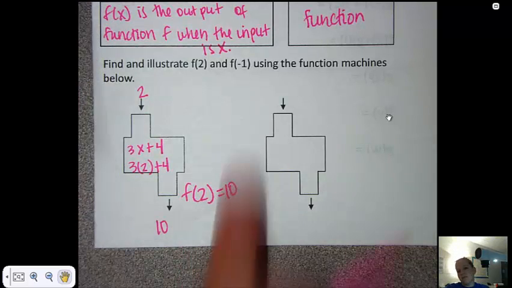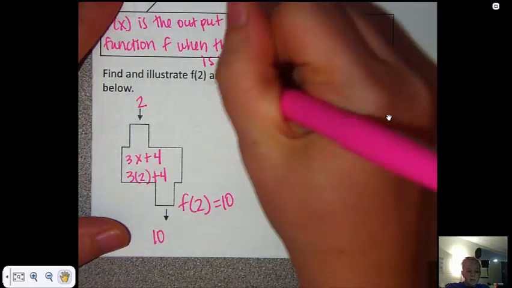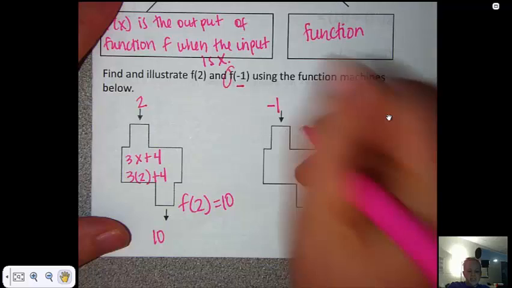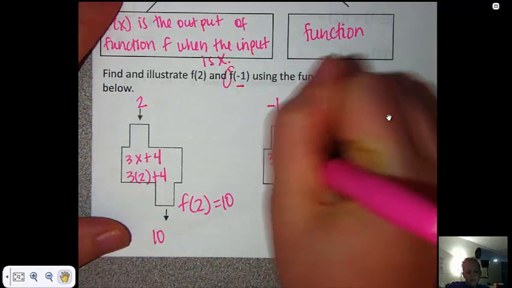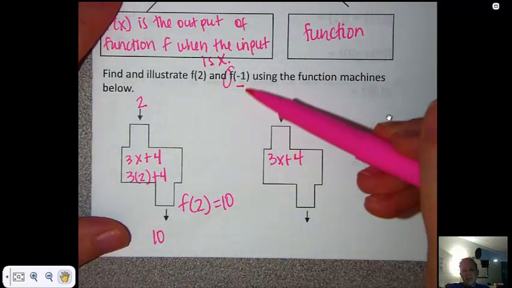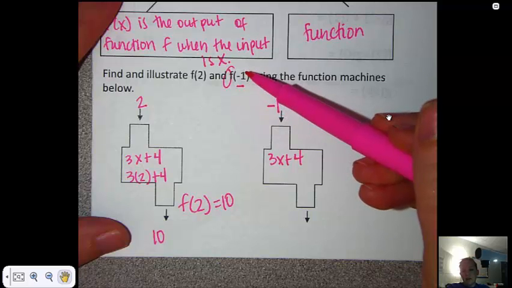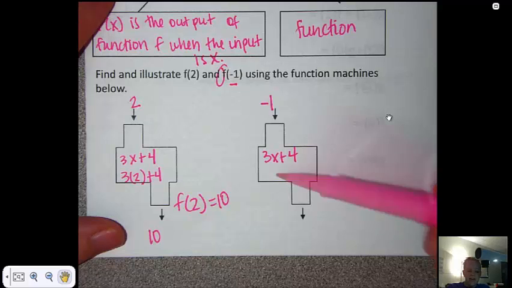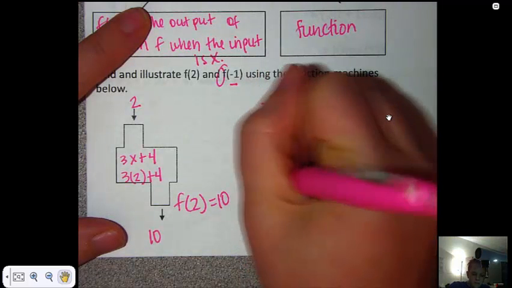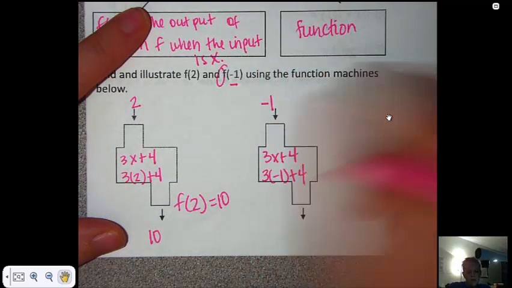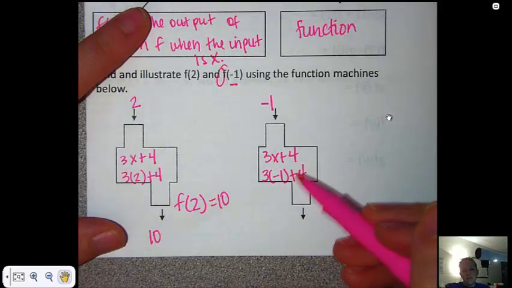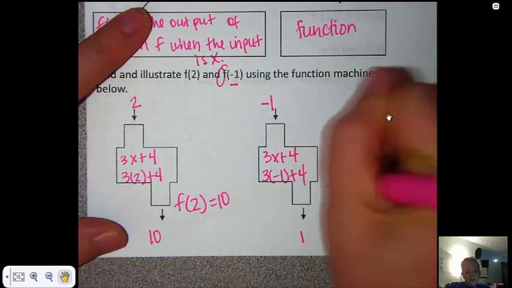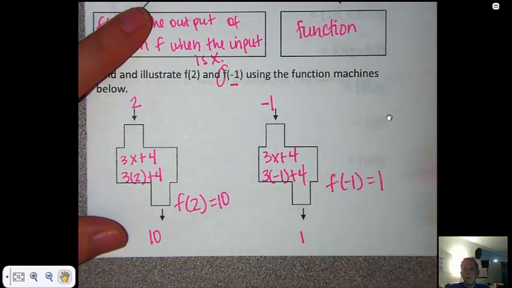So let's do another example. F of negative 1. So my input is here in parentheses. I'm going to put it into function f, which again is still 3x plus 4. Now my input is negative 1. I replace x with negative 1, so in my equation here, I'm going to replace x with negative 1. 3 times negative 1 is negative 3. Negative 3 plus 4 is positive 1. So I would say that f of negative 1 is equal to 1.